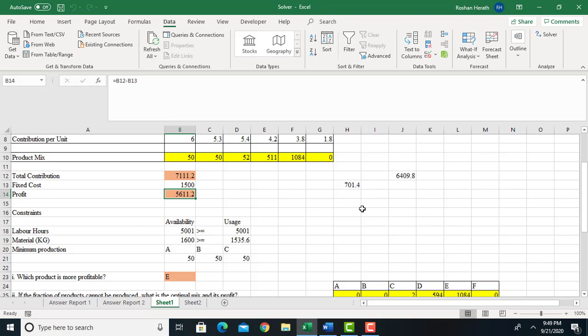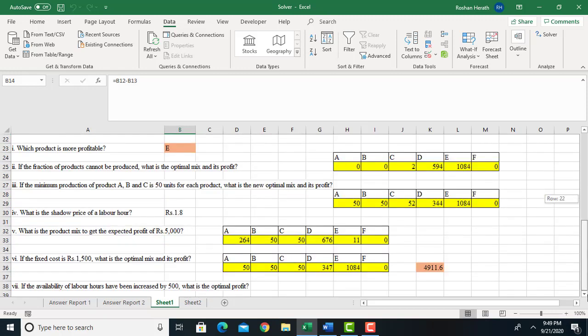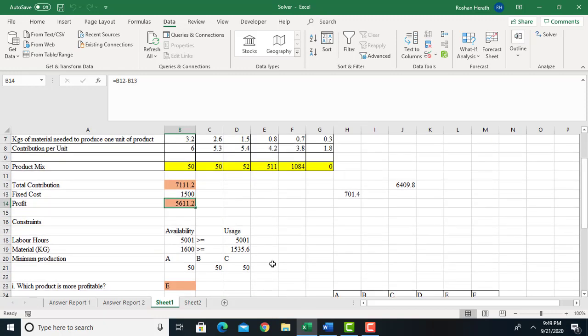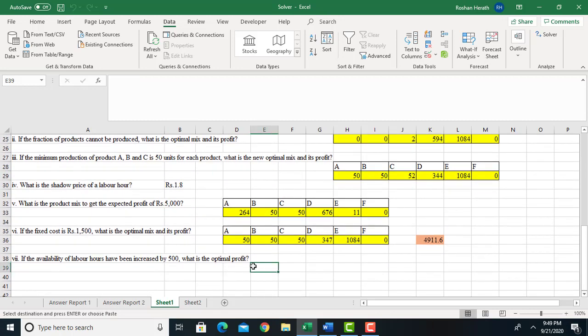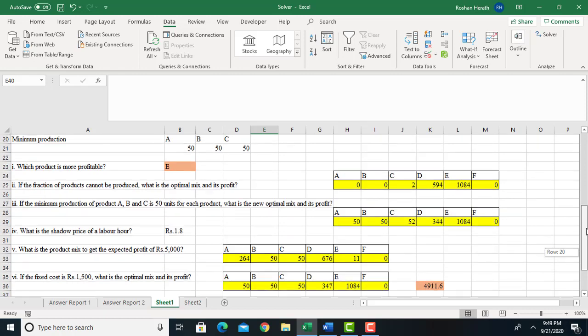So it's going to be 5611.2. New profit situation is 5611.2. What is the optimum profit? And you can get that particular profit. You can copy that 5611.2. That is your optimum profit.